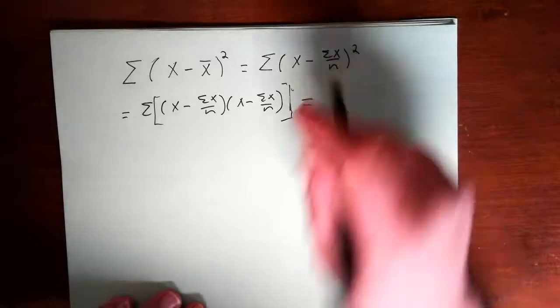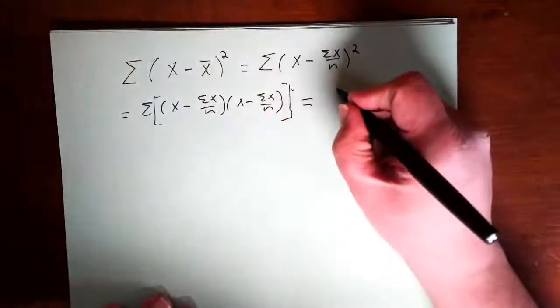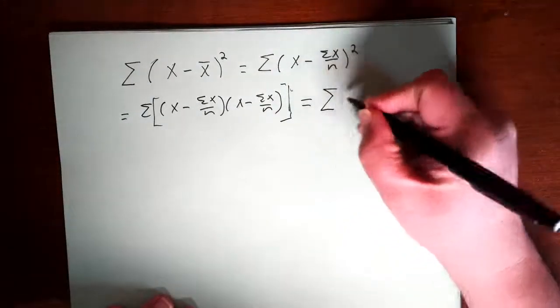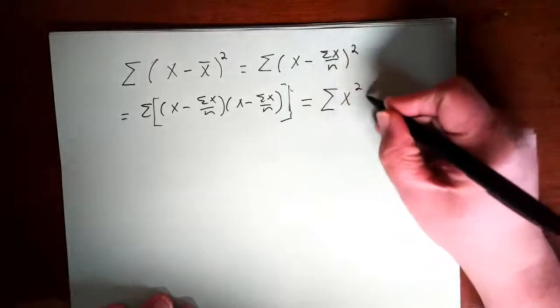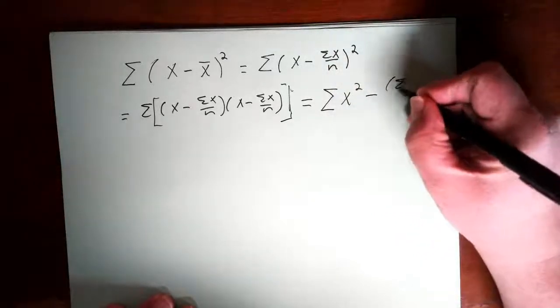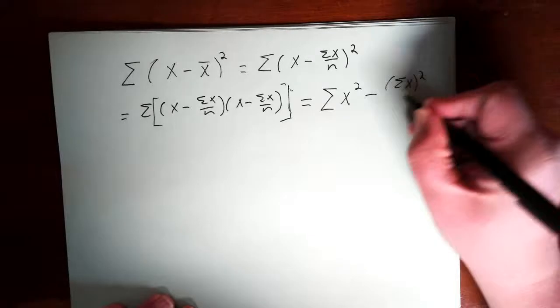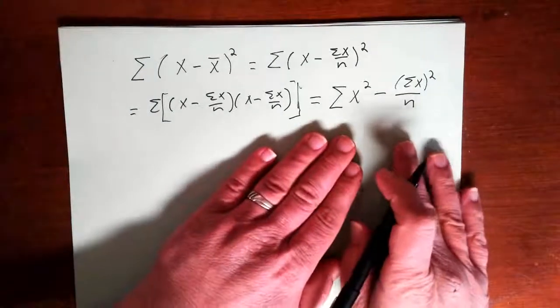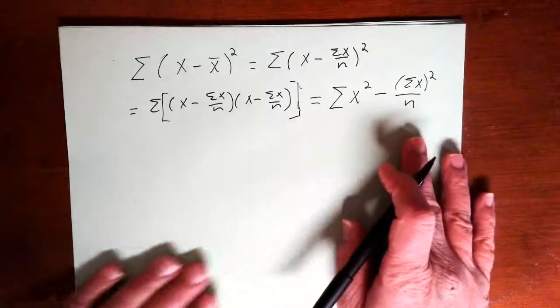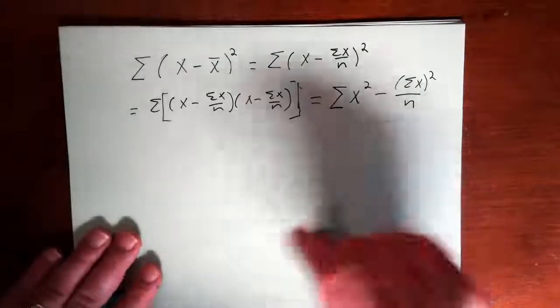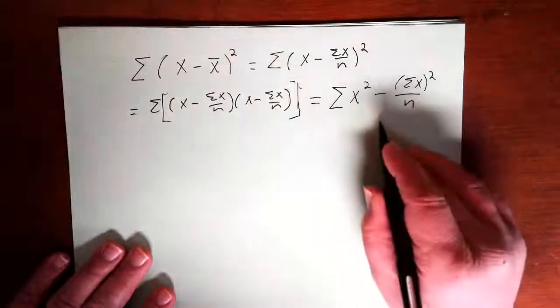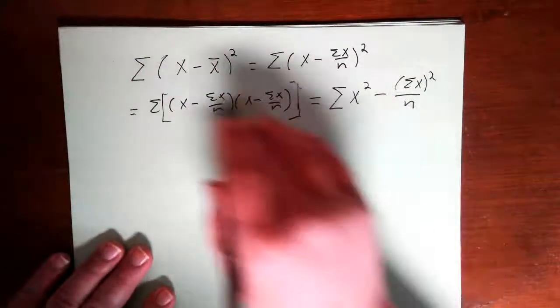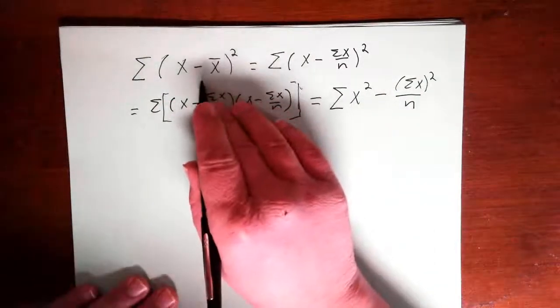And then when they simplified it all, they got it to simplify to this: the sum of x squared minus the sum of x quantity squared over n. And this is the important thing here. This is all that you need to know here, is that this is equivalent to this. So this is an algebraic manipulation of this.